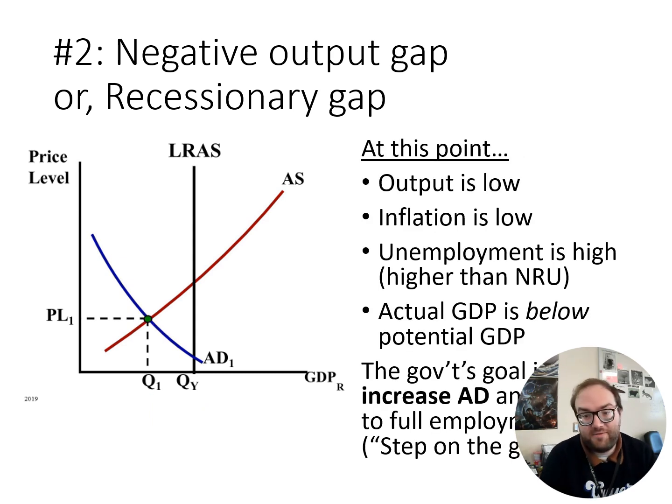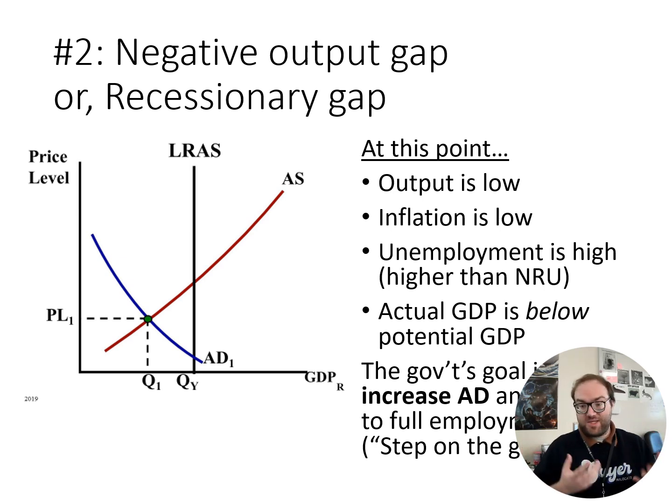So at this point, a couple of things are true. Our output, the amount of stuff we're making, is less than it possibly could be. Our inflation is also going to be pretty low, but our unemployment is going to be high. It's going to be higher than the natural rate of unemployment. So if we're in this kind of situation in the economy, the seesaw between inflation and unemployment is kind of tilted towards unemployment. We're going to have a lot of people looking for work, but prices are not going to be going up very quickly.